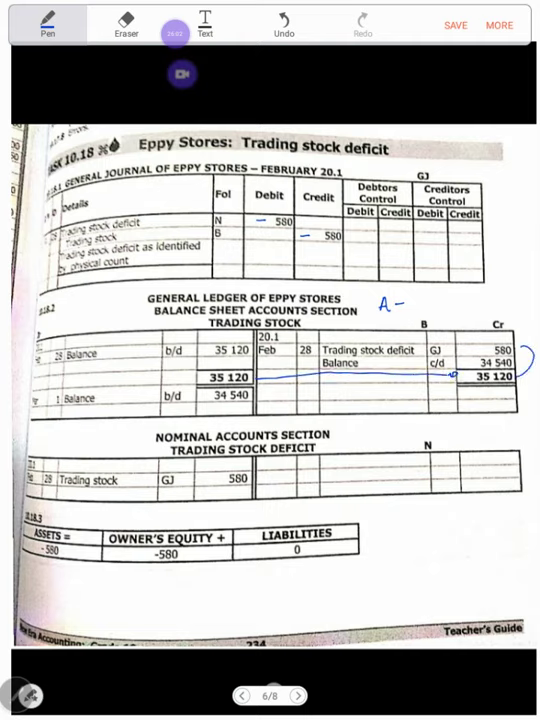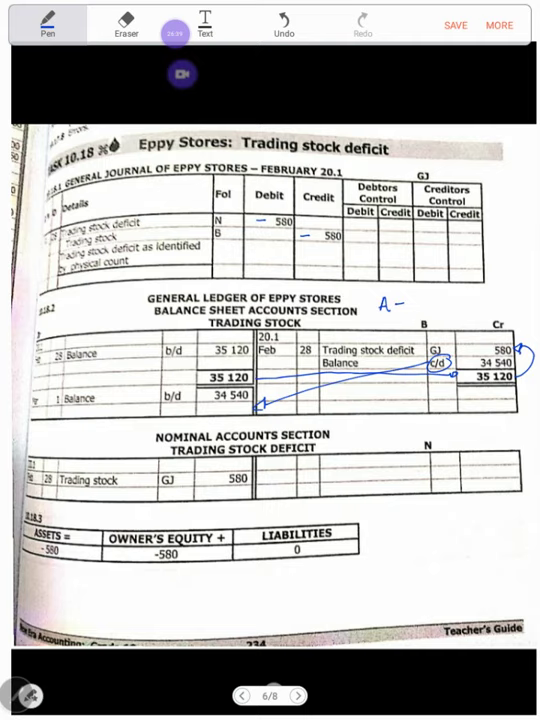I subtract what is now missing and gone to update my account. How much is in my account now as per physical stock taken? 34,540, and I carry that down to the next month. Yes, we have identified that trading stock deficit is an expense account. What do I do with expenses? I debit expenses. I put in the necessary dates. My details will be trading stock, general journal, and 580 is the deficit.